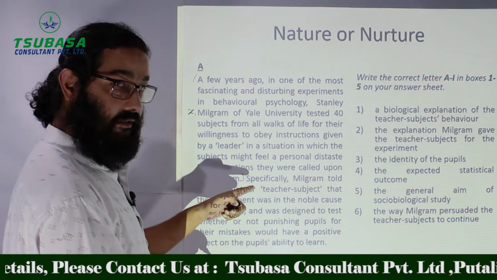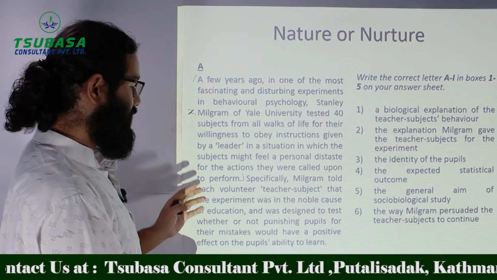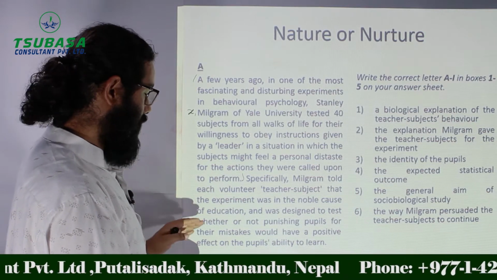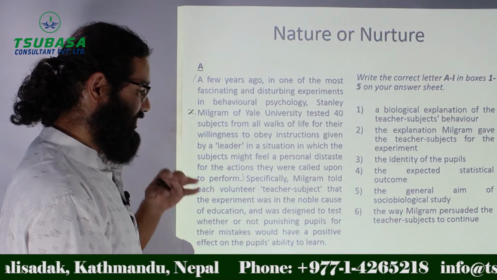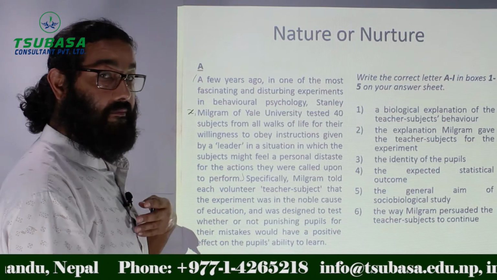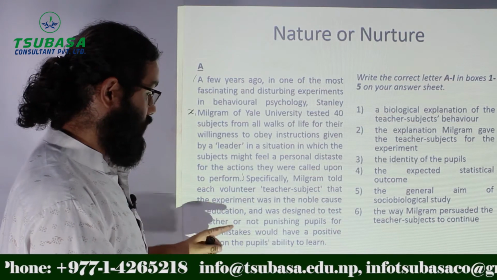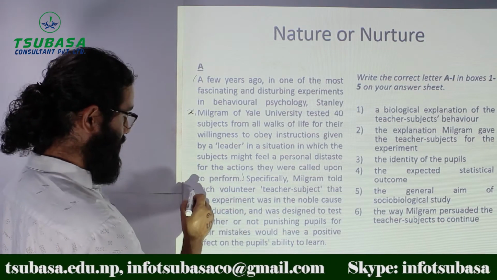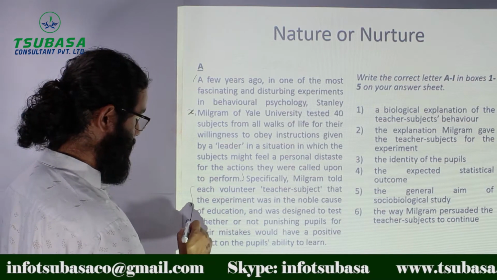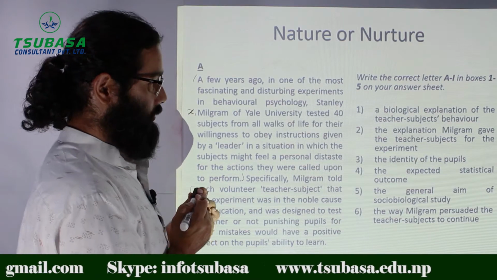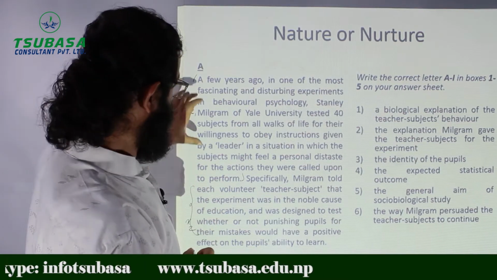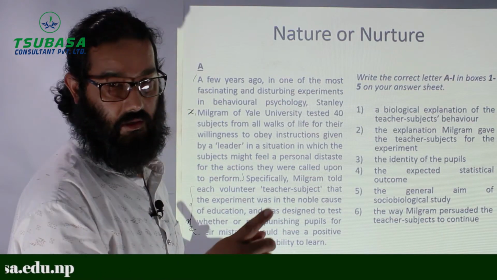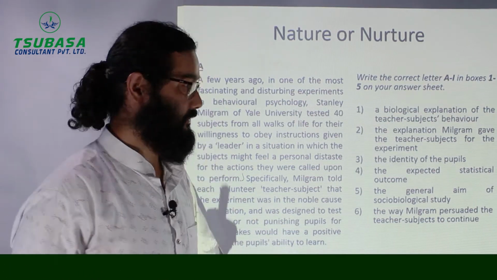Now, specifically, Milgram told each volunteer teacher subject that the experiment was in the noble cause of education and was designed to test whether or not punishing people for their mistakes would have a positive effect on the people's ability to learn. Now, let's take this as x2. Fine. Now, if you read this, now let's see what this is trying to tell you. Okay, let us move on to the next session.